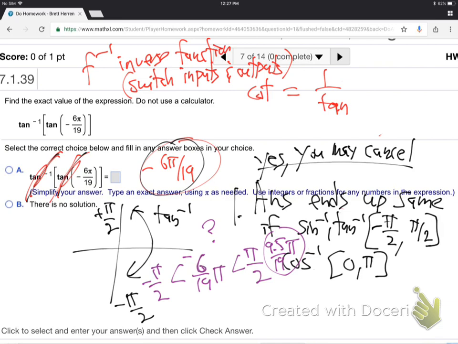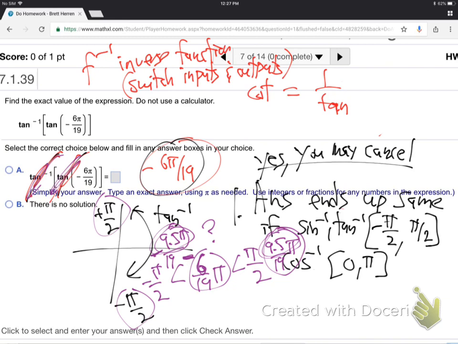So 6/19, and then what's negative a half? Well, negative 9.5 pi over 19. So is 6/19 between negative 9.5 and positive 9.5? Yeah. Negative 6 is between negative 9.5 and positive 9.5. It's between negative pi over 2 and pi over 2. It's in the zone, so we can just cancel these guys out. Everybody see that? Rudy?